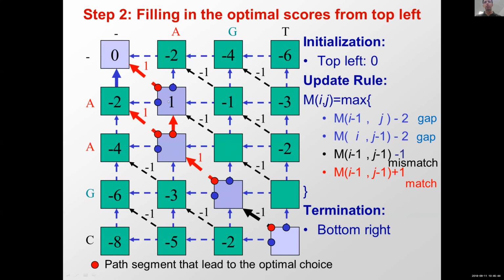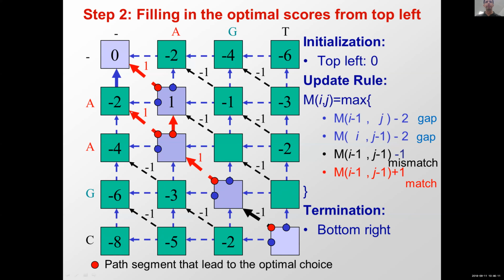So here, the maximum score is given as 1 because I'm choosing between a score of -2 with an additional penalty of -2, which would be -4, a score of -2 and an additional penalty of -2, which would be -4, or a score of 0 with a reward of 1, which would be 1. So between -4 and +1, we basically choose +1.